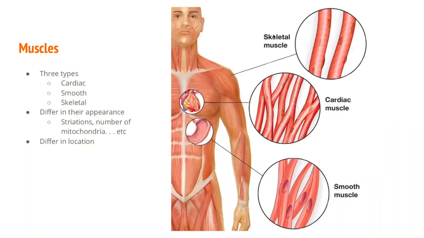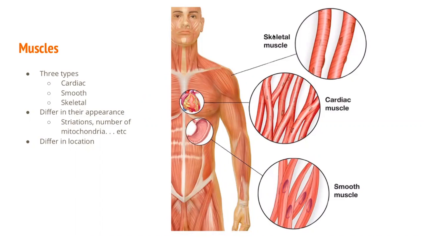So let's talk about muscles. There are three types of muscle: cardiac, smooth, and skeletal. And just by their name, we can determine where they're located in the body. Cardiac muscle will be in the heart, smooth muscle will be in your vessels and your hollow organs, and skeletal muscle will obviously be in the muscles that are surrounding your skeleton.